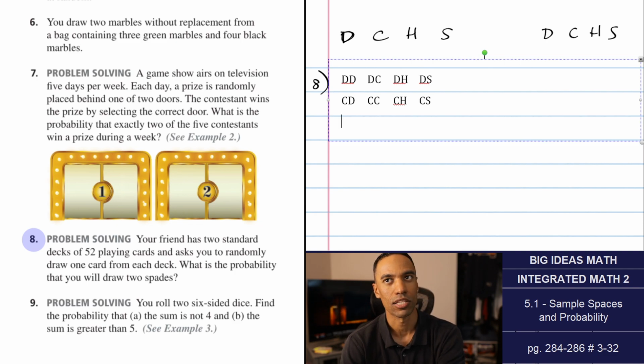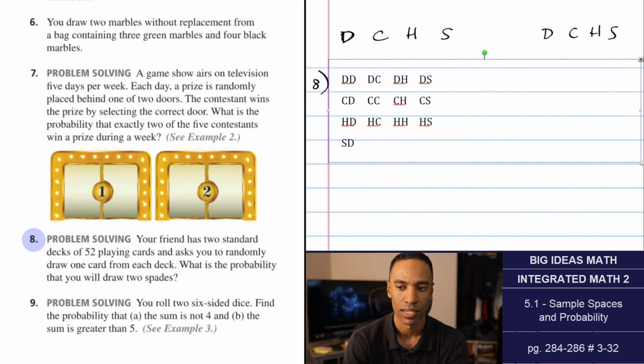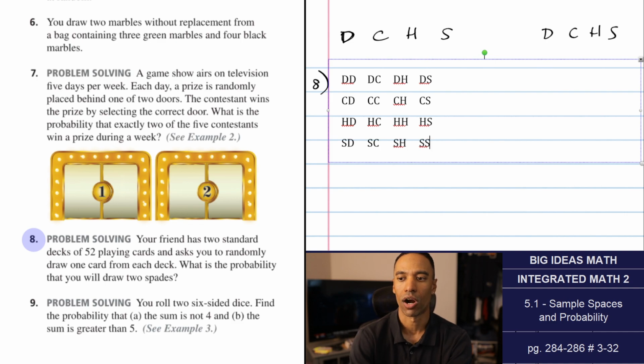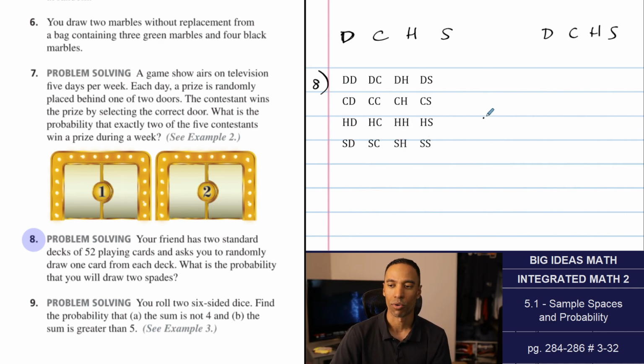And understand that it's not about replacing the cards from the deck. They all have equal likelihood since they are 2 separate decks. There's heart, diamond, heart, club, heart, heart, and heart, spade. And there's spade, diamond, spade, club, spade, heart, and spade, spade. There are 16 different possibilities here because originally there were 4 suits to choose from in the first deck with equal likelihood, and 4 different suits to choose from in the second deck with equal likelihood. So 16 outcomes.